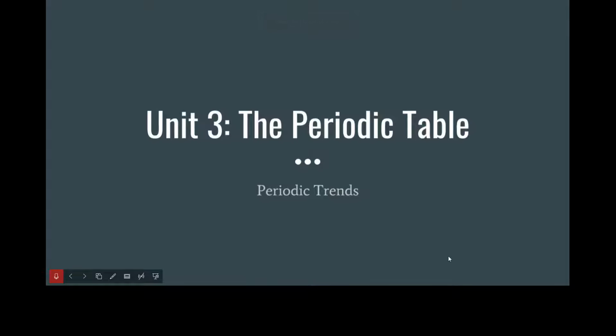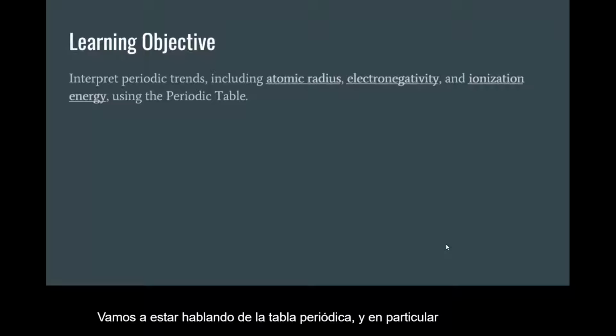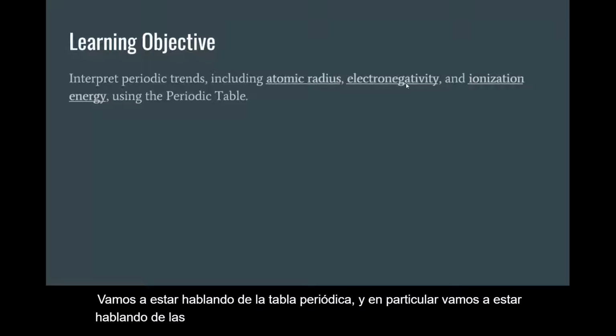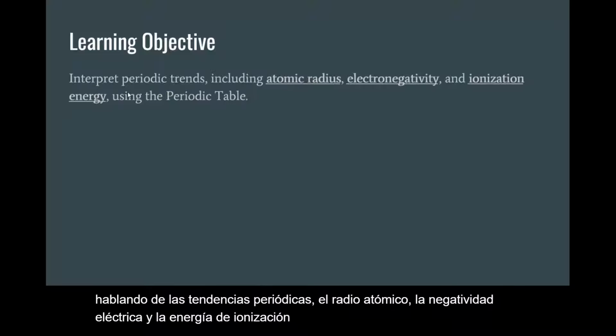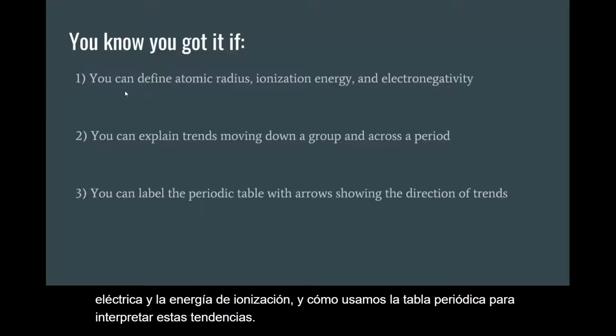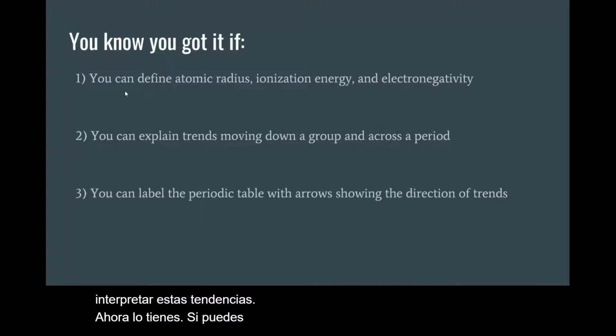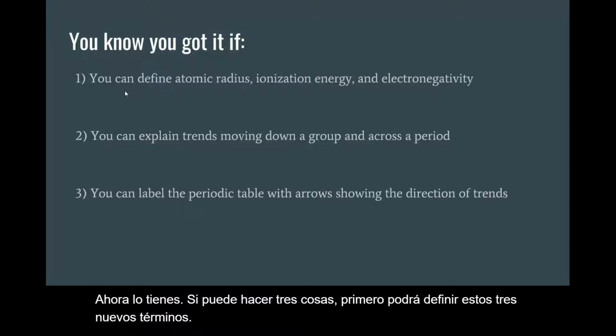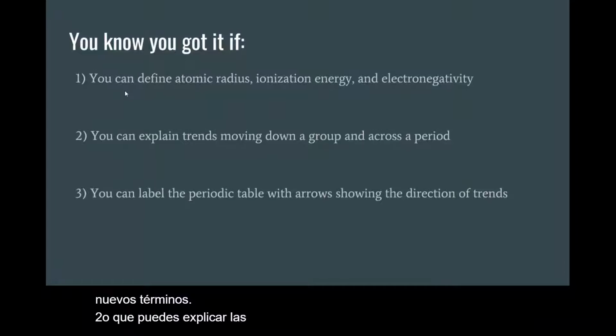We're going to be talking about the periodic table, and in particular, the periodic trends: atomic radius, electronegativity, and ionization energy, and how we use the periodic table to interpret these trends. Now, you know you got it if you can do three things. First, be able to define these three new terms. Second, that you can explain the trends as we move down a group and across a period. And third, you can label the periodic table with arrows showing the direction of these trends.